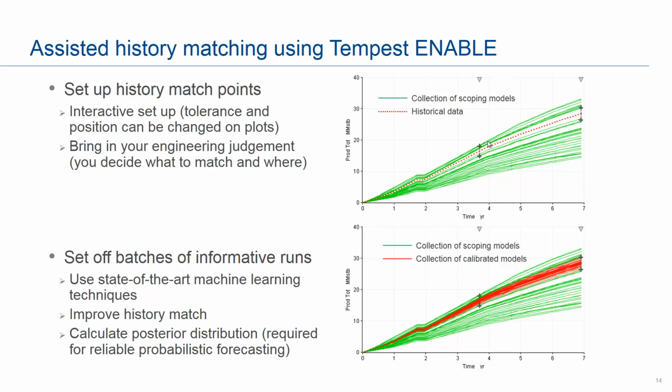Once that is done, you will move on to setting off a batch of informative runs. That's where you get to choose from an available set of state-of-the-art machine learning algorithms. Tempest Enable uses these machine learning algorithms to improve the match, and also to calculate the posterior distribution, which is what is needed for the probabilistic forecast. So from the history match you do not end up with only one good matched model, but with a collection of good models which you can then use to reliably forecast the production.